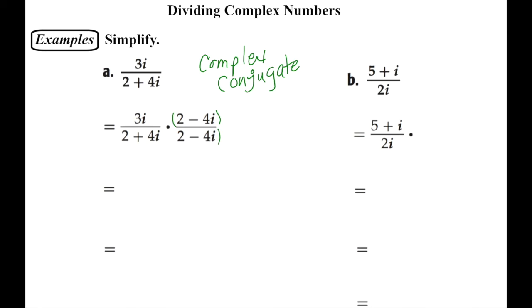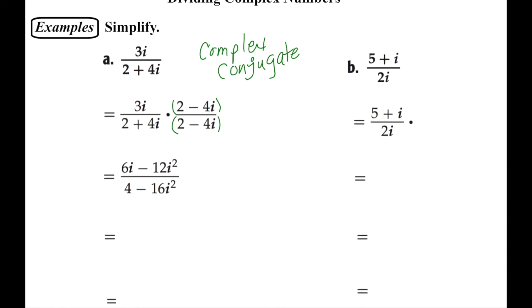Okay, so we want to put parentheses around these. When we multiply the numerator, we're just using the distributive property. In the denominator, we're using FOIL. We end up with 6i minus 12i squared. You should recognize this is going to be a negative 1 right here, so that's going to change this sign. And the same thing in the denominator. Now you can't cancel between anything in the numerator and denominator just yet, so hang tight on that.